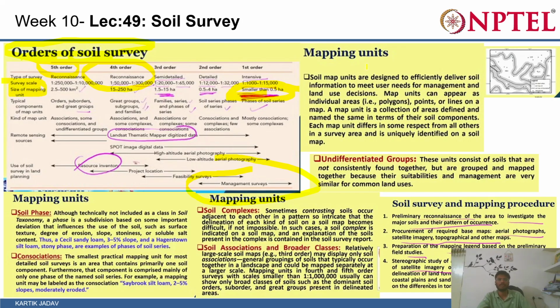And then we also talk about the soil mapping units. So there are soil fields, soil complexes, soil borders, and these are the processes that we are following for the soil survey. The first step is the preliminary reconnaissance survey of the area, to investigate the major soils and their pattern of occurrence. Then we procure the required base map like aerial photographs, satellite imagery, or topographic and other maps. Then preparation of mapping legend based on the preliminary field studies, and then stereographic study of aerial photographs.